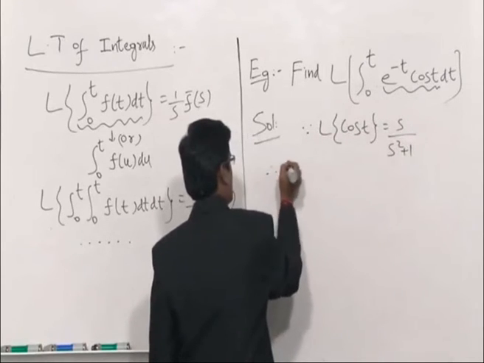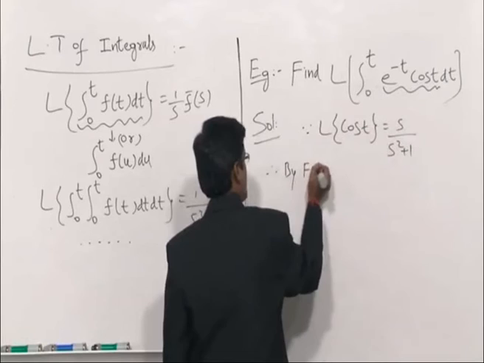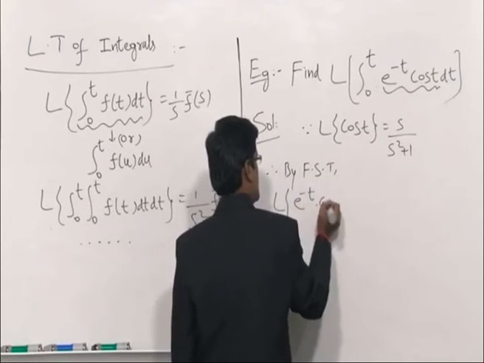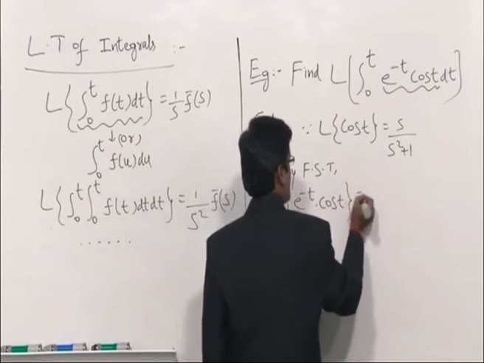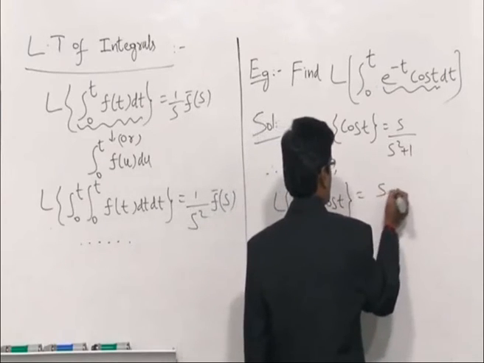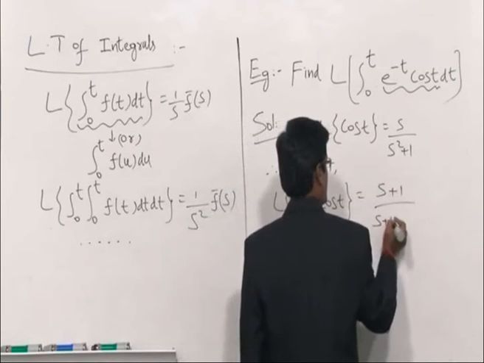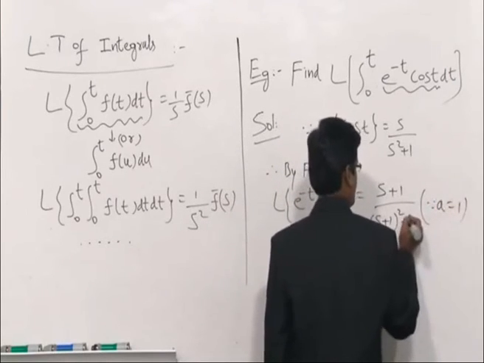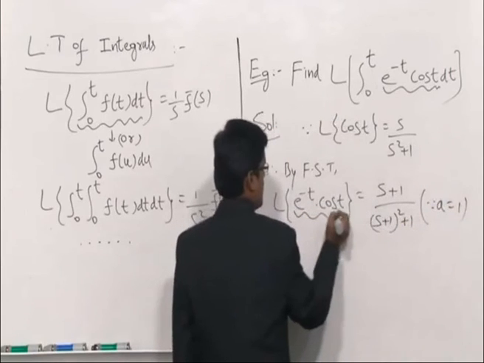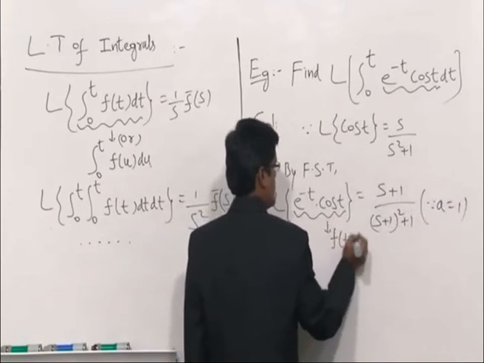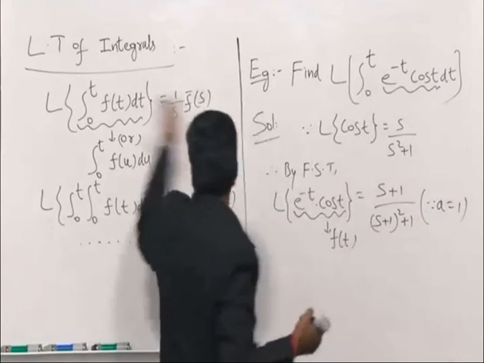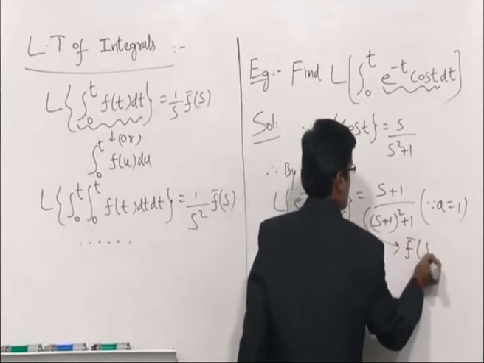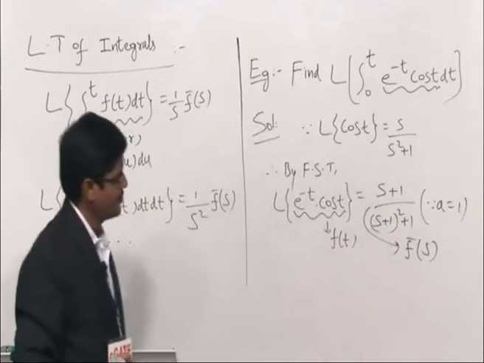Therefore, by the first shifting theorem, L of e power minus t into cos t: whenever e power minus at is multiplying, s is replaced by s plus a, giving s plus 1 divided by s plus 1 whole square plus 1, since a is equal to 1. Now I have taken f of t, comparing with the first statement, so this is denoted automatically by L of f of t is f bar s.